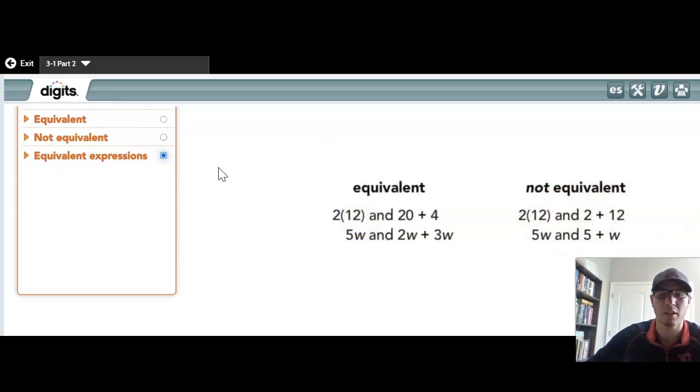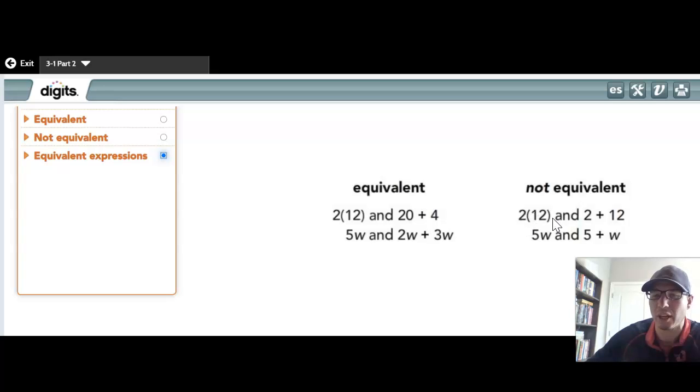Lastly, here are some equivalent and not equivalent expressions. 2 times 12 is 24, and 20 plus 4 is 24. So both sides of that are equivalent. 5w and 2w plus 3w. If we combine like terms, we have 2 plus 3w, so 5w and 5w are equivalent.